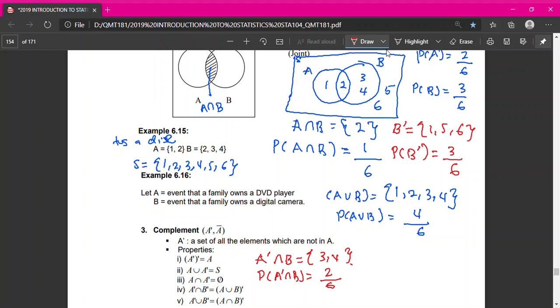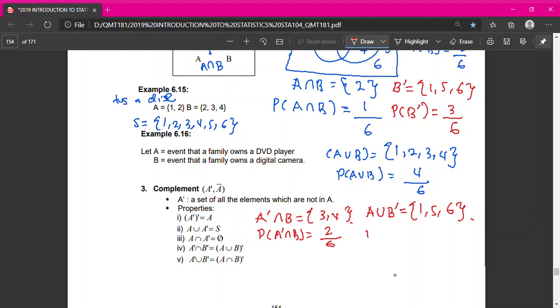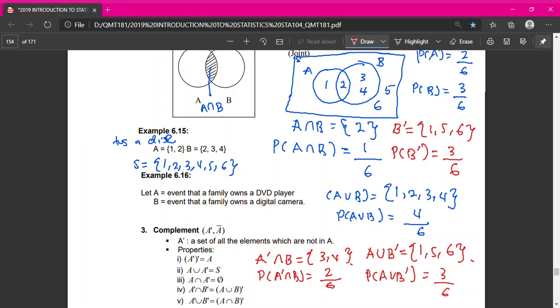Kan? Okay. Let's say you nak cari A union dengan B complement contohnya. This event A union dengan B complement. Event A union dengan B complement selain daripada B. Selain daripada B, union dengan A. So, it will be 1, 5, and 6. So nak cari probability of A union B complement will be 3 over 6. So, okay.